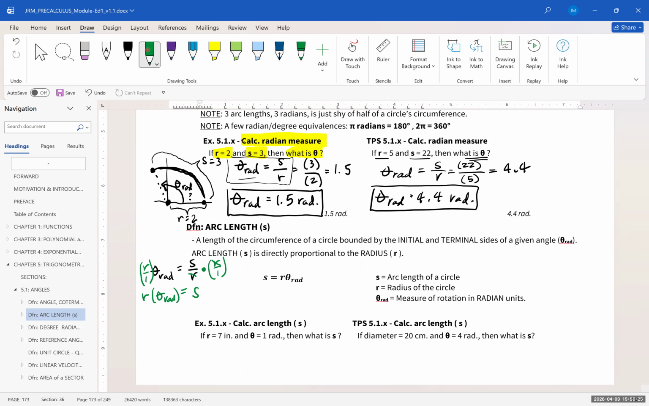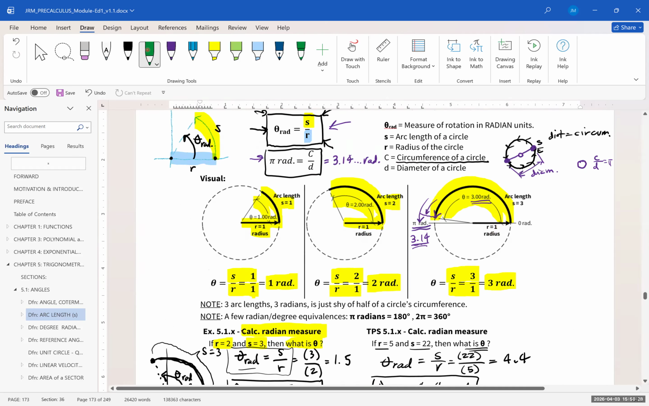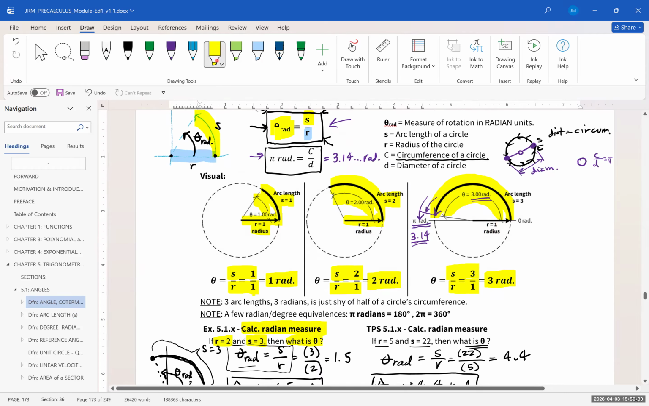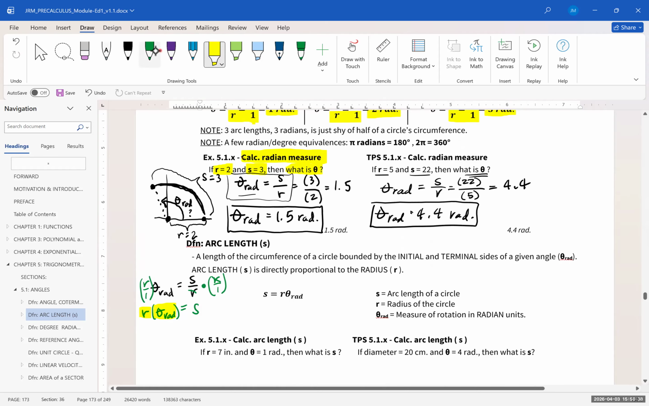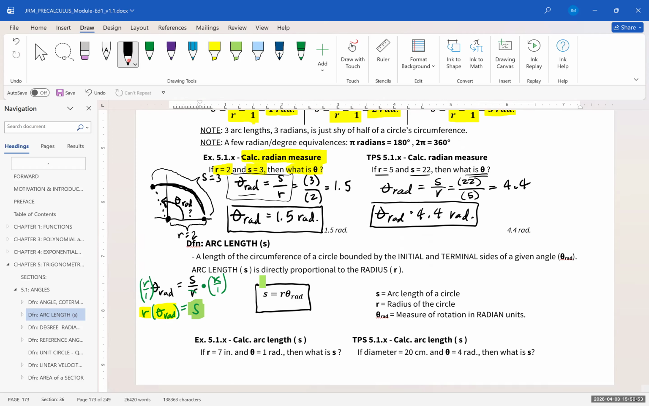So what this means is, instead of trying to figure out the rotational angle, what if we know the rotational angle and the radius, but we don't know the arc length? We can calculate the arc length instead. We've just taken that original formula and rewritten it a little. These variables have the exact same meaning as before, except now it's set up to help us calculate arc length.